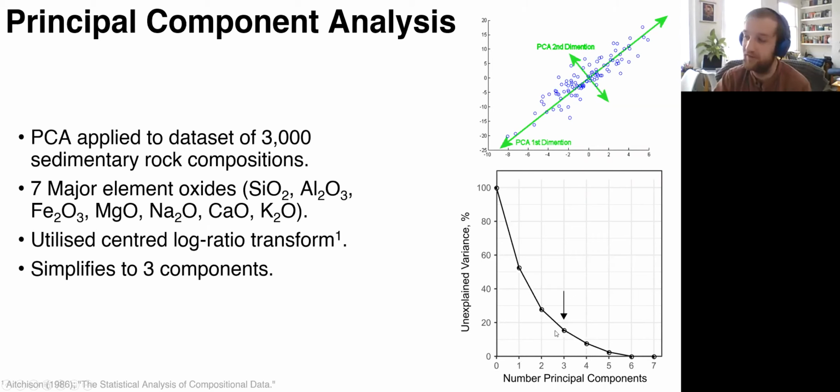So the goal is to choose a number of components which explains a large amount of variance without losing too much. So what you normally do is you pick it where it starts beginning to shallow out on this. It's called a scree plot. So if we pick this value here, we do lose around 15% of the variance, but we gain the benefit that we've got a much more manageable data set to work with.